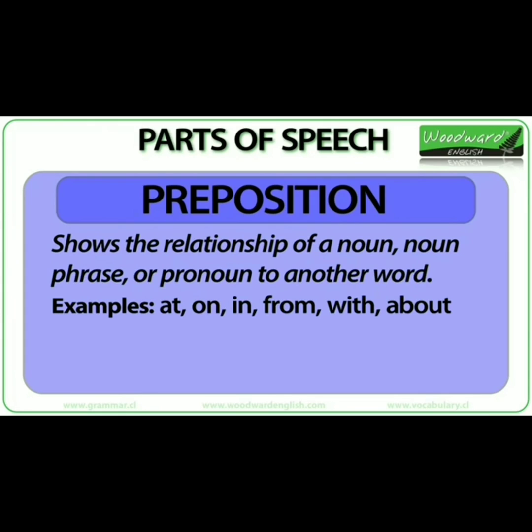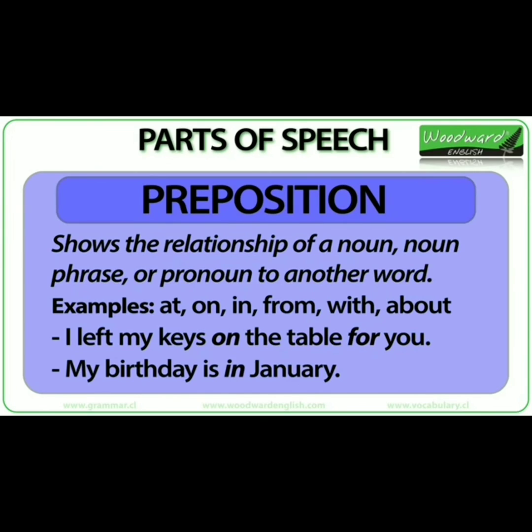Now comes preposition. It shows the relationship of a noun phrase or pronoun to another word. Example: at, on, in, from, with, about. I left my keys on the table for you. Here you will find two prepositions, on and for. On tells you the relationship between keys and table. It tells you the preposition of place.